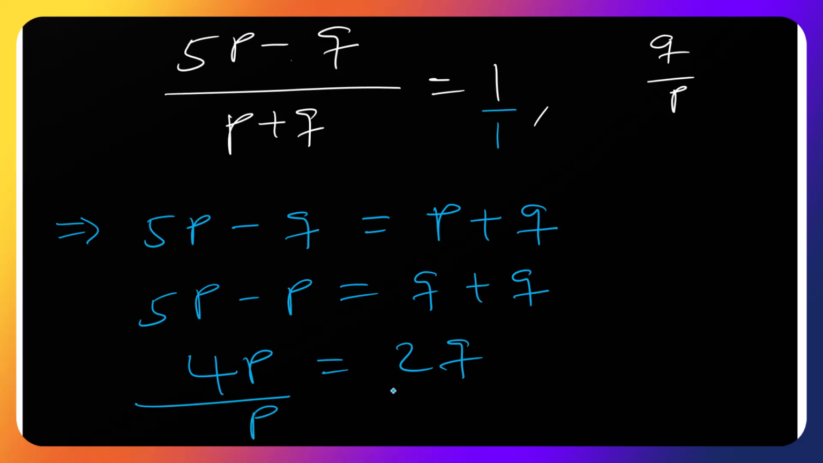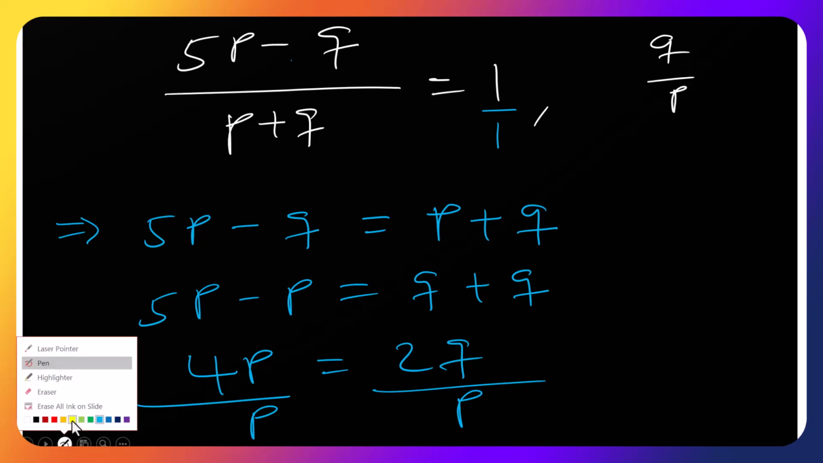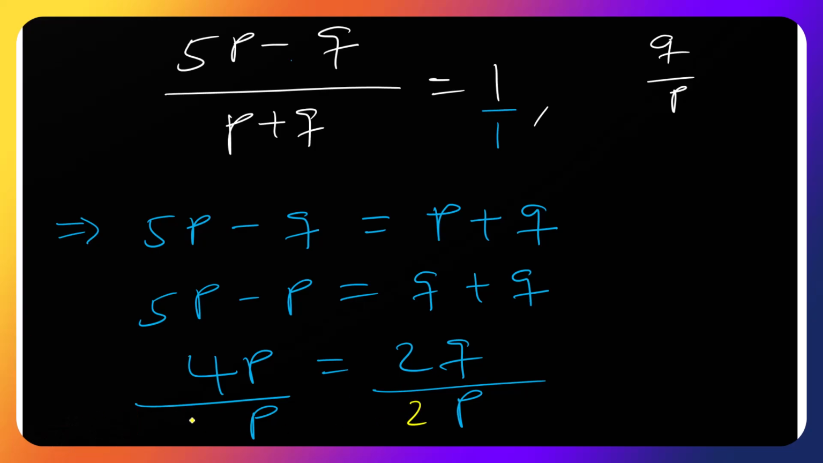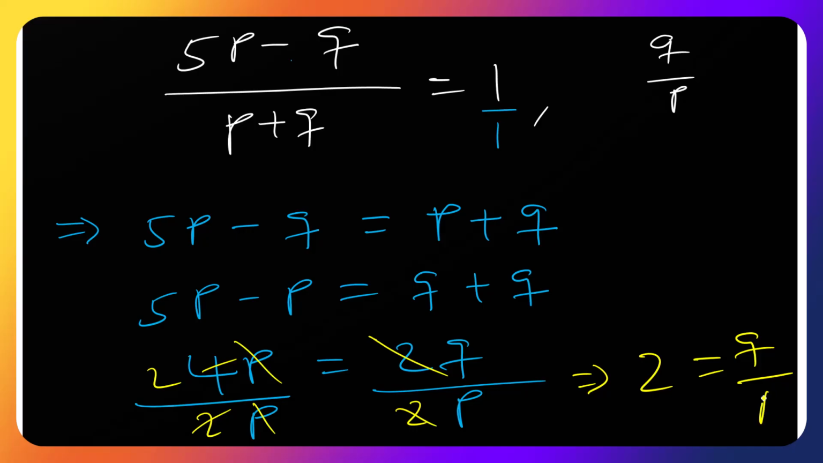Let's divide both sides by p, and I'll divide this side by 2, this side by 2. So this one will cancel, this one will cancel, 2 here, 2. That will be 2 is the same as q on p. So q on p is 2. All right, that's that.